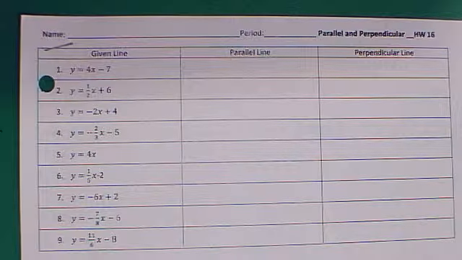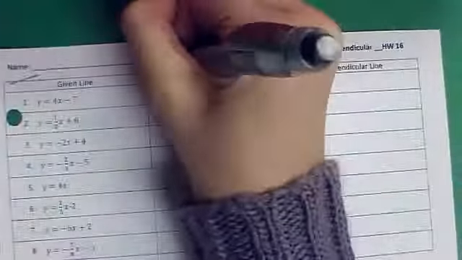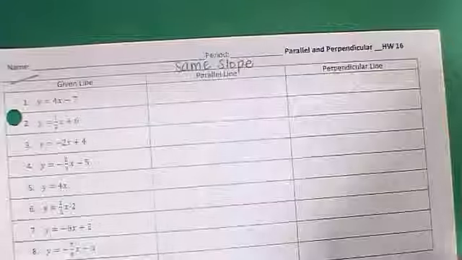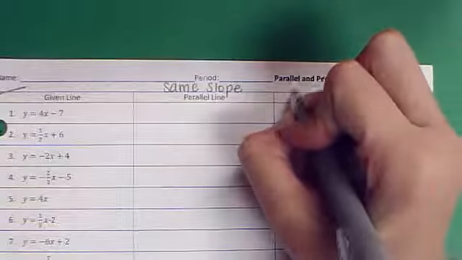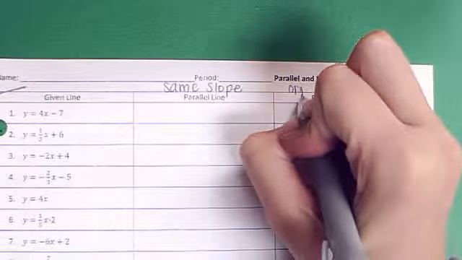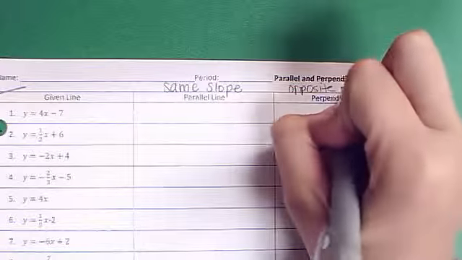Today in Algebra 1 we learned about parallel and perpendicular lines. The definition for parallel lines is that they do not touch, they never intersect, and they have the same slope. For perpendicular lines, the definition is that they are two lines that meet at a 90-degree angle, and their slopes are what's called opposite reciprocal.